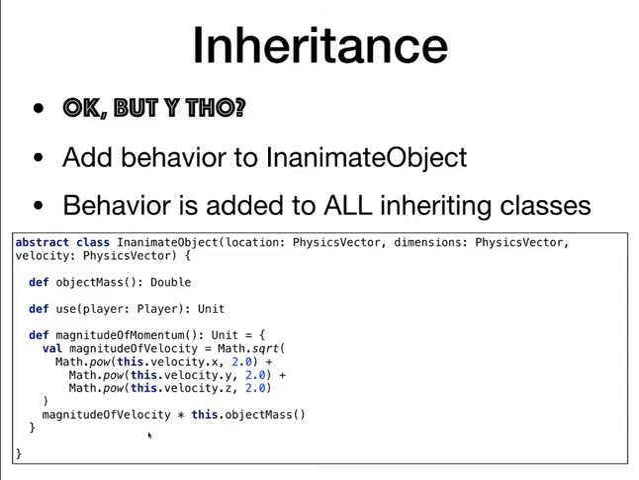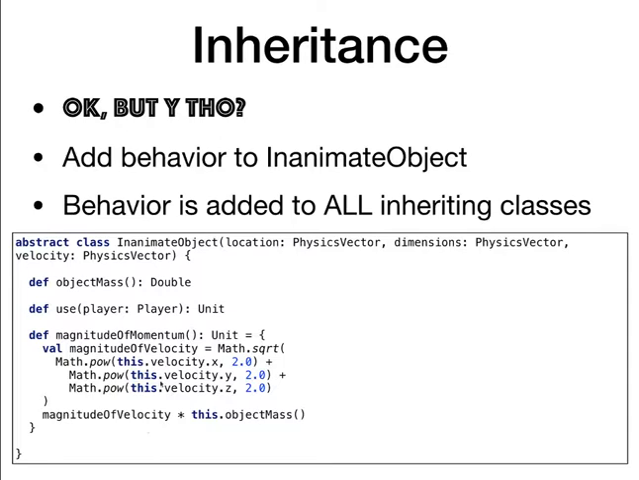I can get the magnitude of the momentum as a value, and now any health potion, any ball, I can just call dot magnitude of momentum and get that magnitude just with one method call, because both of those classes are borrowing this functionality from the inanimate object class. So anything I want to add to every single inanimate object, I throw it in this class, and now all of them have that behavior.